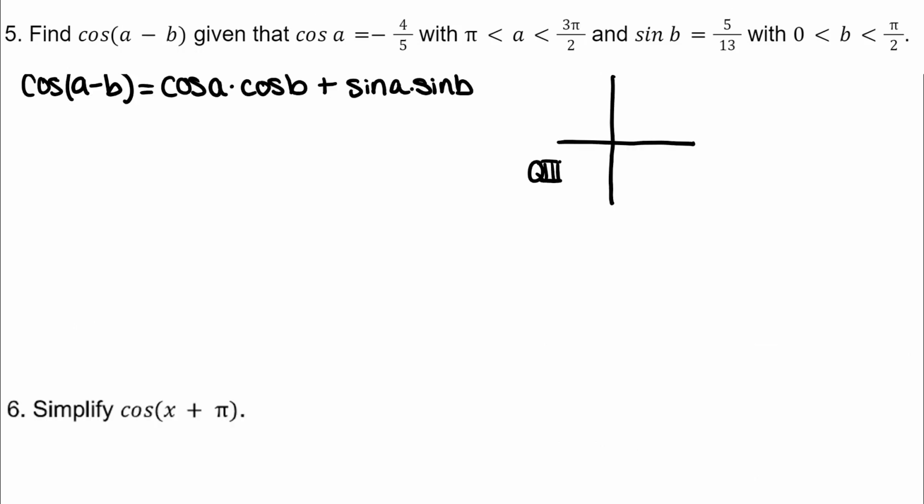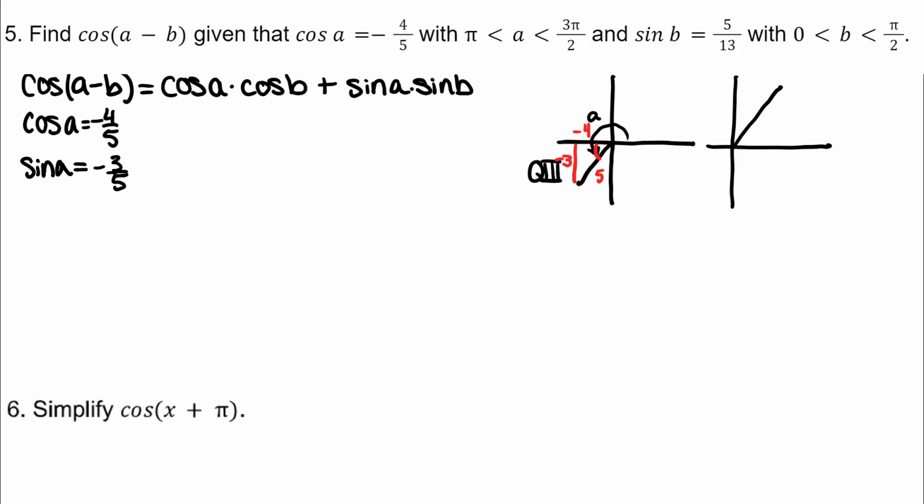Let's create a reference triangle for angle A. Cosine A is negative 4 over 5. So x is negative 4 and r is 5. Hey, we can solve for the opposite side, or for y, by using the Pythagorean theorem. That's that same Pythagorean triple that we had before. So this side is 3, but since we're in quadrant 3 and the y's are negative here, y is negative 3. So cosine of A is negative 4 over 5, and sine of A would be negative 3 over 5, right? Y over r.